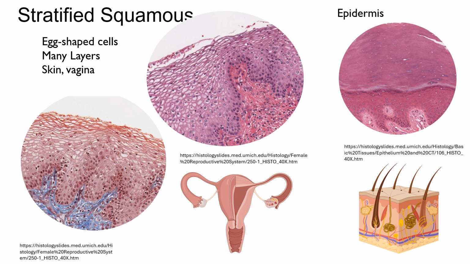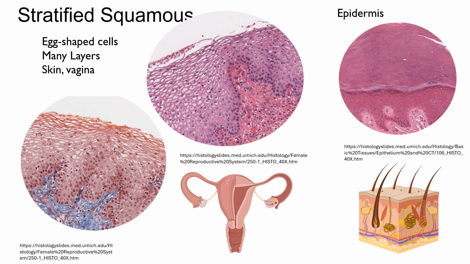We can determine the look of this tissue before we even see it. We know from the name that this tissue is going to have layers. It's stratified. And we also know from the name that it's going to have egg-shaped cells, squamous. We are also prepared to see these egg-shaped cells from the top down or looking at them from the side. We will be viewing them in a cut that shows them from the side.